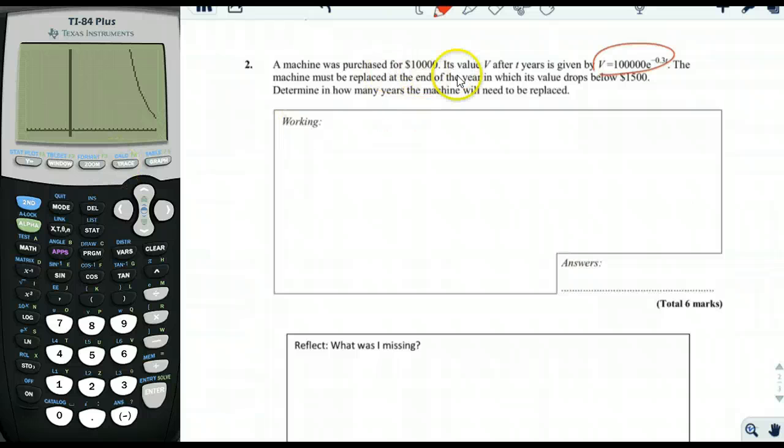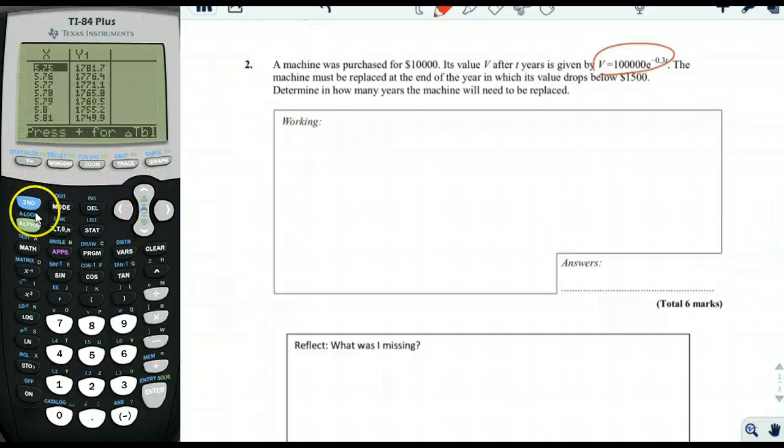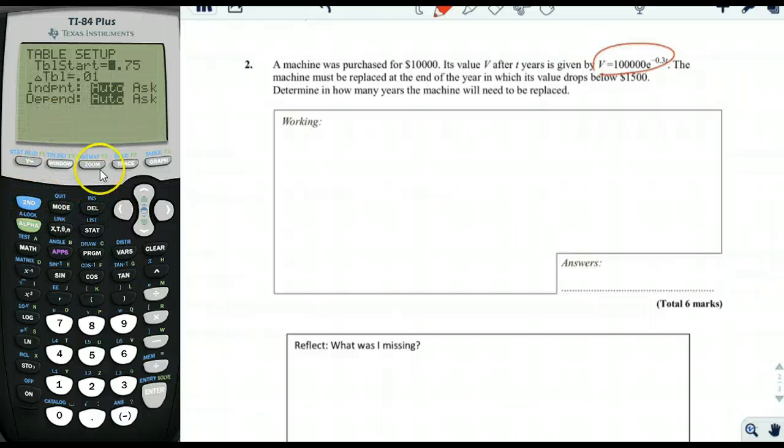Do you see how they're asking at the end of the year? So if they ask at the end of the year, then you don't have to give fractions of years anymore. But we do not want to jump by 0.01, otherwise we're never going to be able to get through this table. So we're going to do second table set, change the table start to 0, change the delta table to 1, and then we'll try again, second graph table.